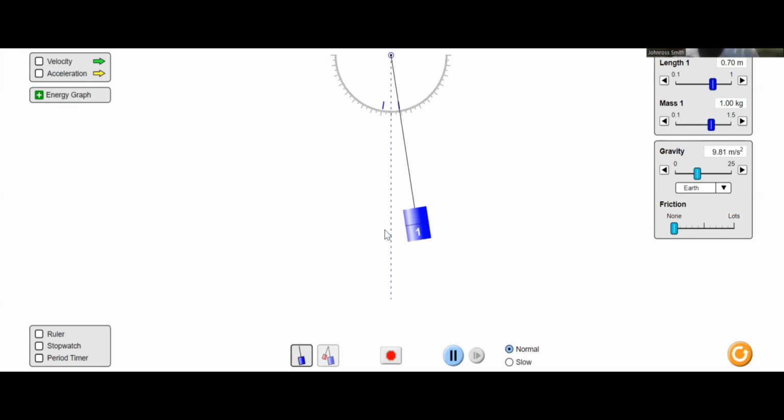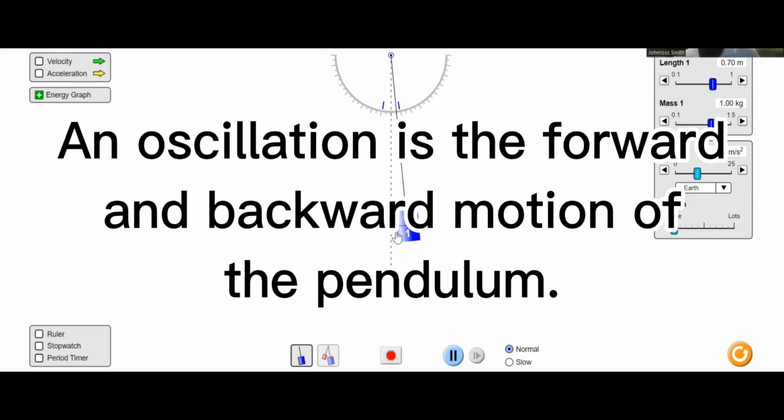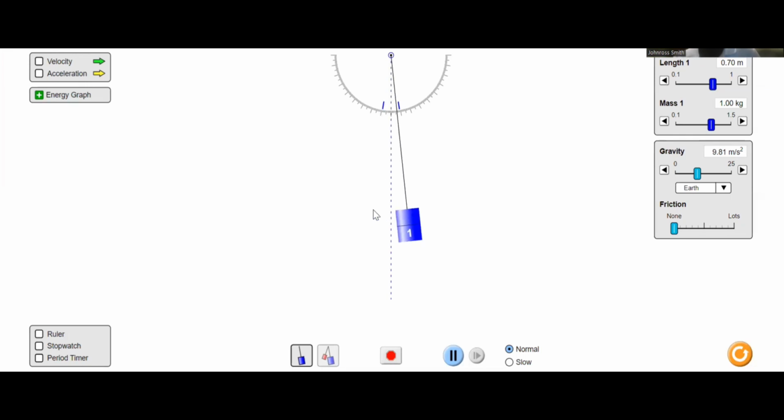Now, the specific terms that we will need to consider begin with the oscillation. What is an oscillation? An oscillation is the forward and backward motion of the pendulum. If the pendulum is on the left side, goes to the right and then back to the left, that's one oscillation because it has moved a complete cycle. So a complete cycle of motion is called an oscillation.